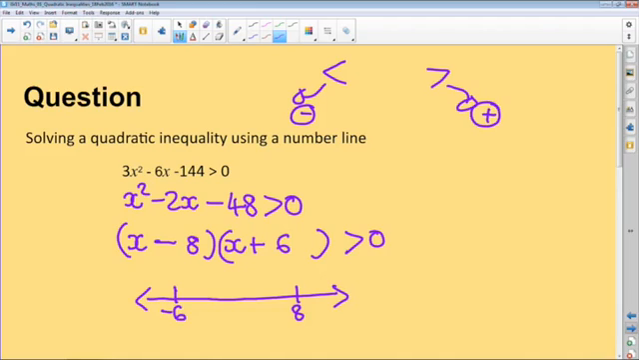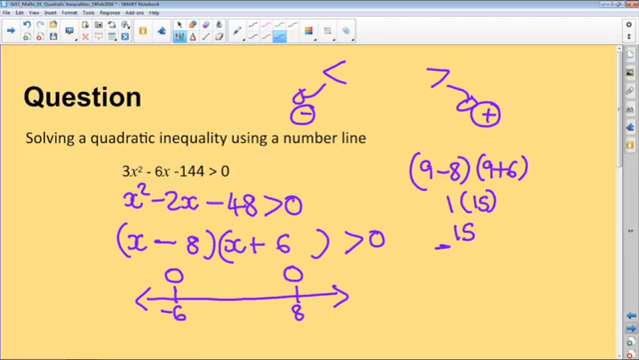Because this is not included, I'm going to have open circles, all right? And then we're taking numbers greater than 8, substitute, let's check, all right? If I take 9, I'll have a 9 minus 8, bracket 9 plus 6, and 1 by 15, which gives us a 15. What's the sign of this 15? It's a plus, all right?